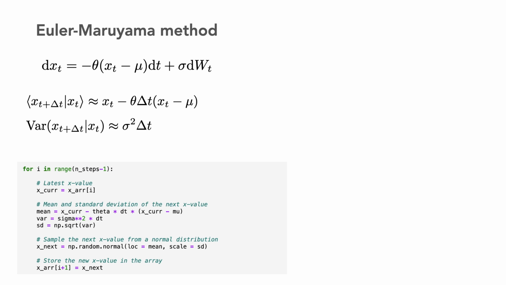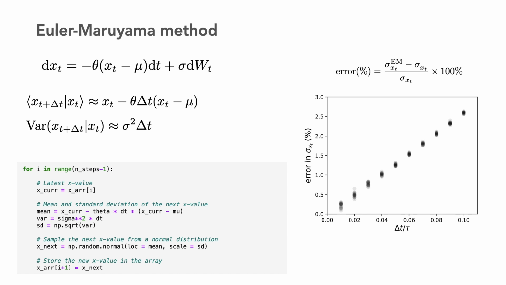To see how the choice of the time step affects the accuracy, we compute the relative error in the standard deviation for different choices of delta t. As shown in the graph, the standard deviation is overestimated, and its relative error grows linearly with delta t. However, if the step size is chosen to be an order of magnitude smaller than the characteristic timescale tau, the error will be only a few percent, which is sufficiently low for many practical applications.